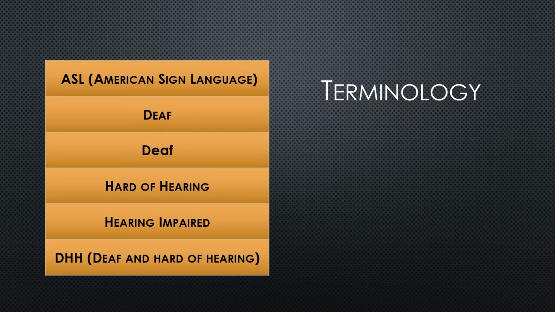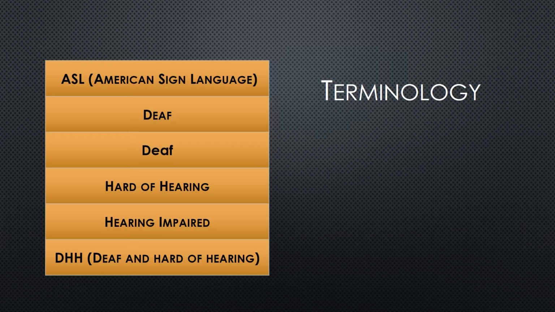Let's start out with some terminology. ASL is American Sign Language. Deaf with a capital D is a cultural identity. Deaf with a lowercase d is a categorical term for having a profound hearing loss. Hard of hearing is both an identity and category of hearing loss, which is often abbreviated HH.